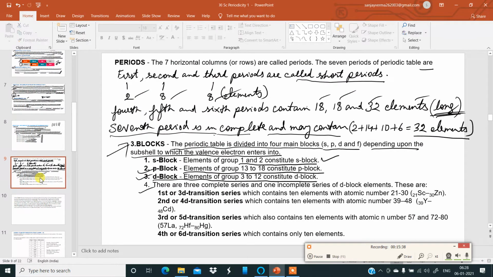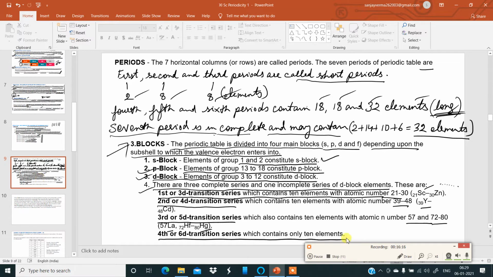Now, number 4. There are 3 complete series and 1 incomplete series of D block elements. The first or 3D transition series contains 10 elements with atomic number 21 to 30, like scandium, titanium, vanadium, chromium, manganese, iron, cobalt, nickel, copper, zinc. Then the second or 4D transition series, 39 to 48, yttrium to cadmium. The third or 5D transition series also contains 10 elements with atomic number 57 and 72 to 80, starting from lanthanum to hafnium, mercury. The fourth or 6D transition series contains only 10 elements.